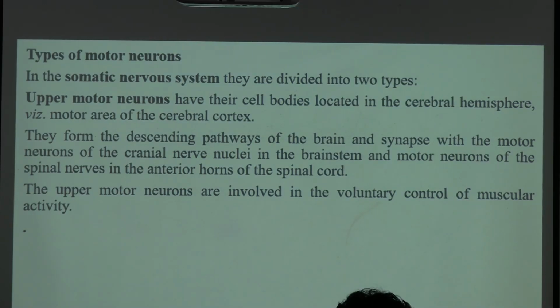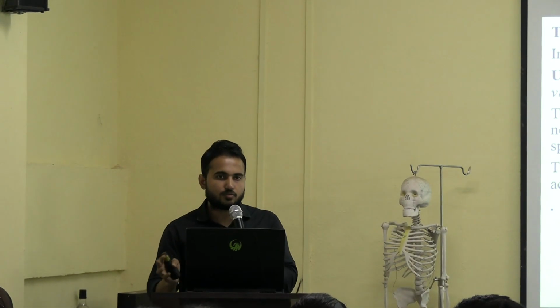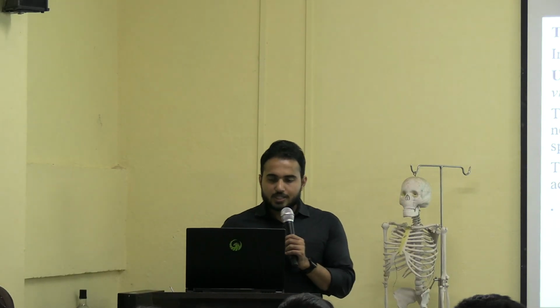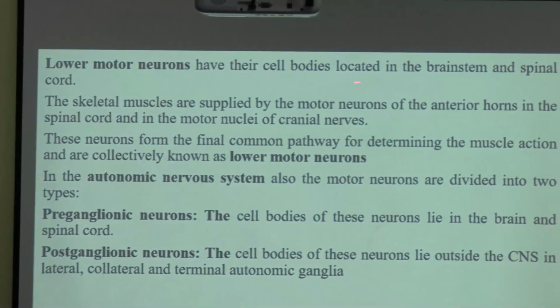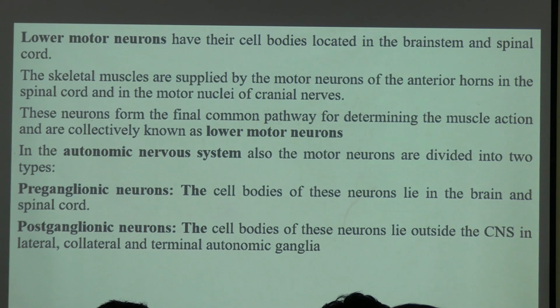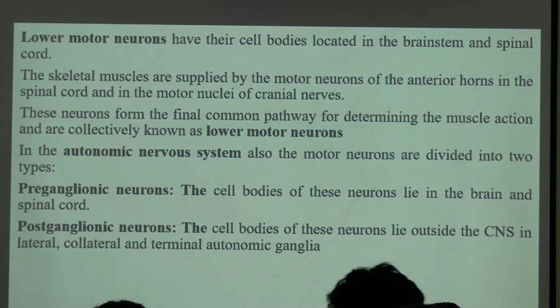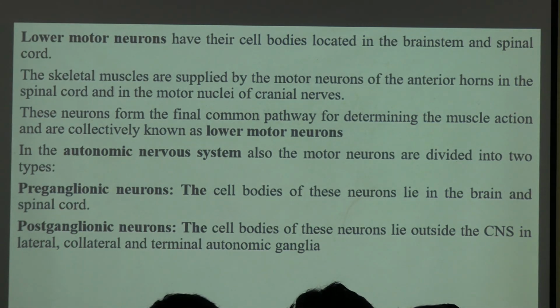Then they go to the spinal cord, and from there the nerves which come out will control the muscular activity, the contraction of the muscles and all. So that is the upper motor neuron. Next, the lower motor neurons, where the cell bodies are located within the brainstem and spinal cord. Why is the brainstem mentioned? Because the motor nuclei of the cranial nerves are situated in the brainstem. I don't know whether you have studied this or not.